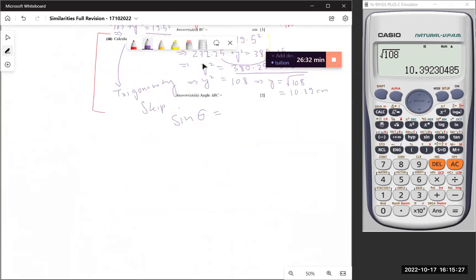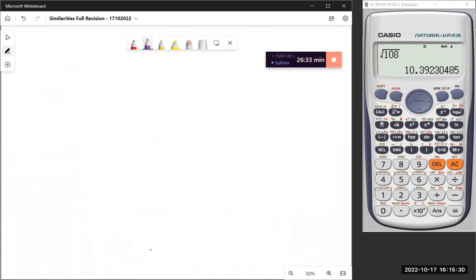We'll try one more question on similarity. Now, guys, what do you think? Am I doing it quickly, or are you understanding? One by one, tell me.